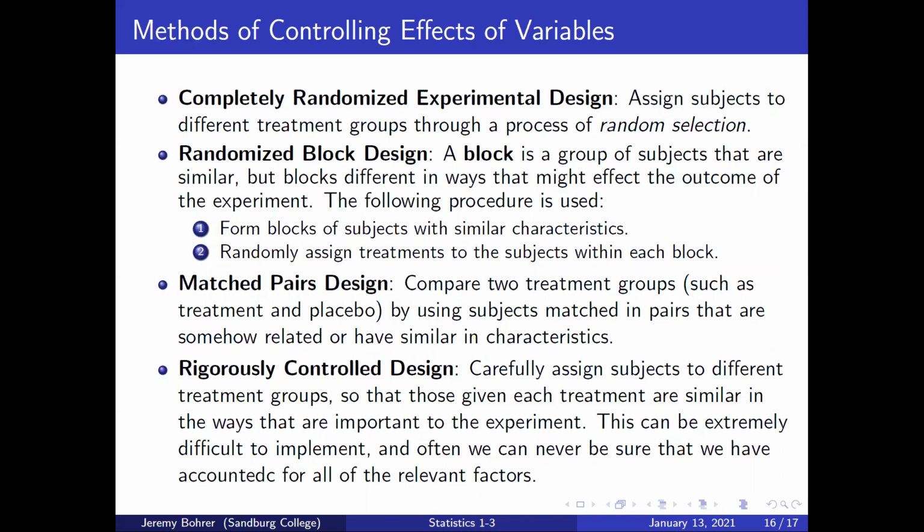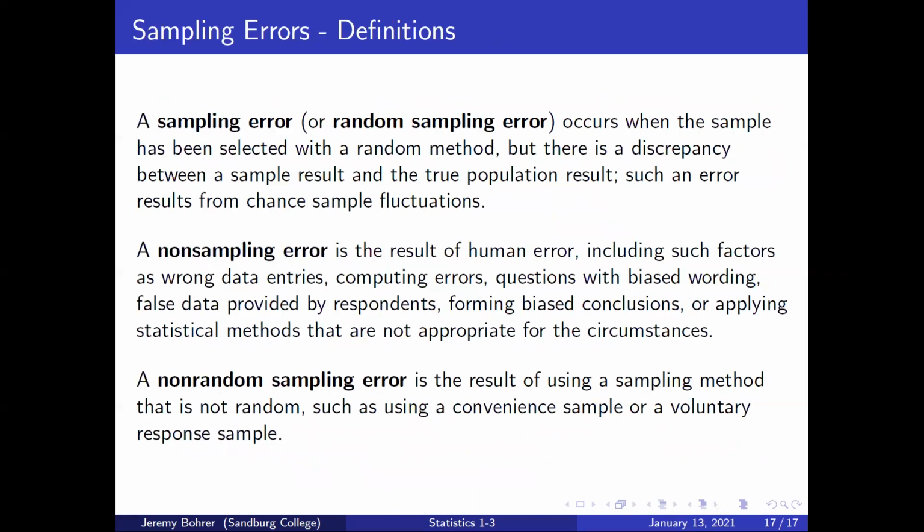Matched pairs design. Compare two treatment groups, such as a treatment and placebo, by using subjects matched in pairs that are somehow related or have similar characteristics. Rigorously controlled design. Carefully assign subjects to different treatment groups so that those given each treatment are similar in the ways that are important to the experiment. This can be extremely difficult to implement, and often we can never be sure that we have accounted for all of the relevant factors. Sampling errors.